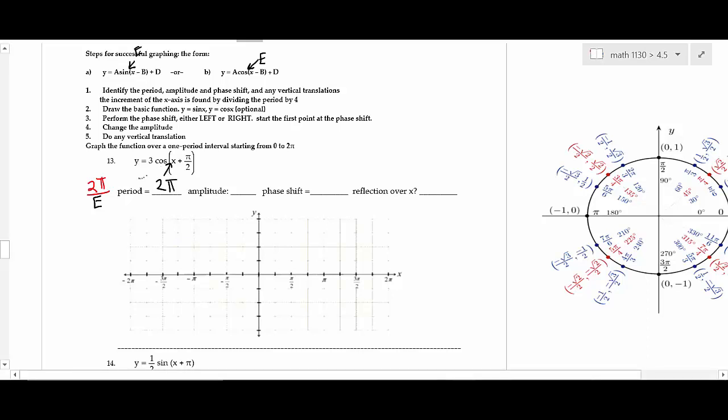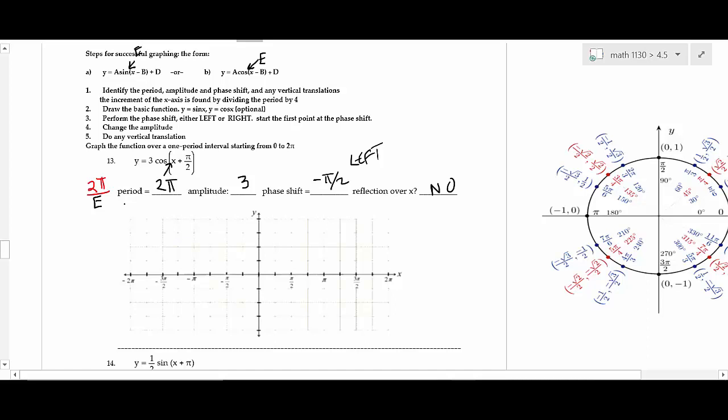Okay, what's the amplitude just by looking? 3. What's the phase shift? Negative pi over 2, and that's going which way? To the left. Okay, is there anything that's causing this to reflect over the x-axis? No. Okay, what would you see in order for this to reflect over the x-axis? A negative 3, right? If it was negative 3, then yeah, it would be a reflection.